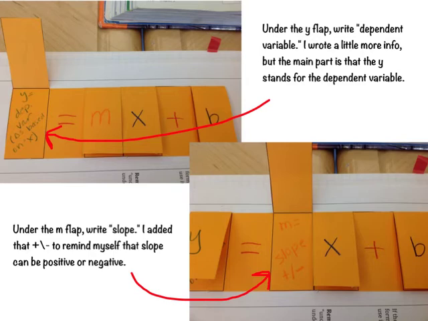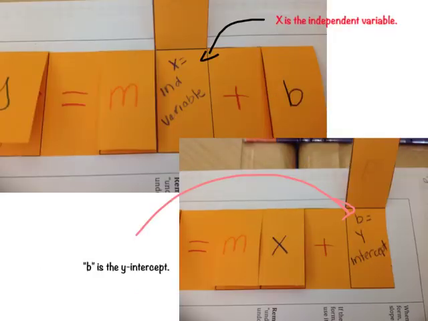Under the M flap, write slope. I also added the plus and minus to remind myself that slope can be positive or negative. Under the X flap, I wrote independent variable, and the B flap is that B stands for the y-intercept.